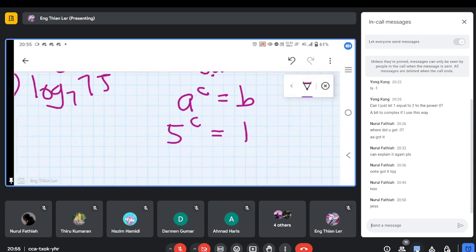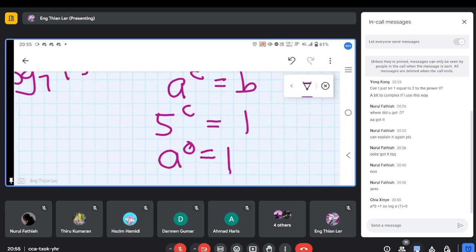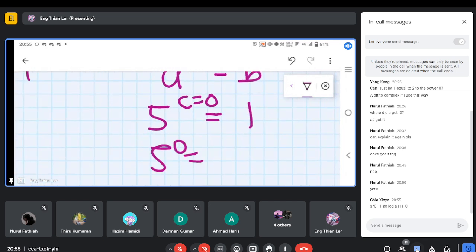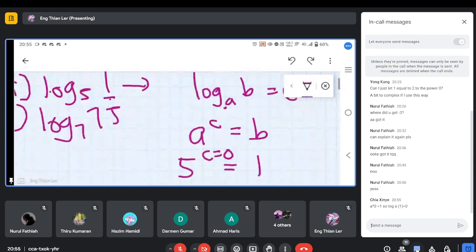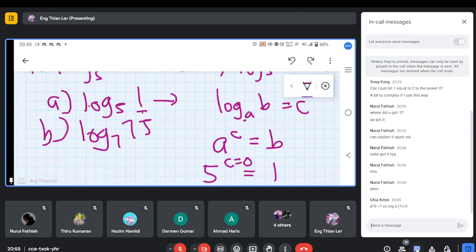So based on law of indices, anything to the power 0 is 1, right? Yes. So there is only one option from C, which is 0. So 5 to the power 0 is 1. So that's why log of anything 1 equal to 0, no matter what base. Yes, you're correct. A to the power 0 equal to 1. Yes, it is.